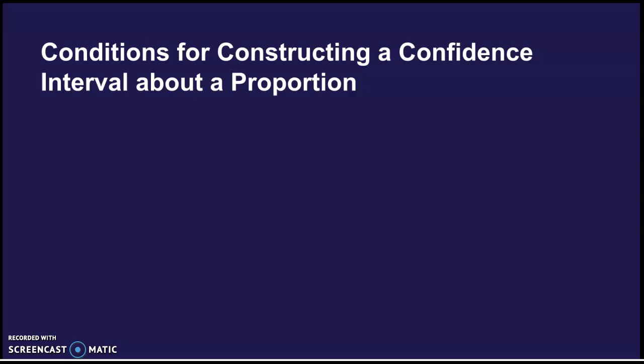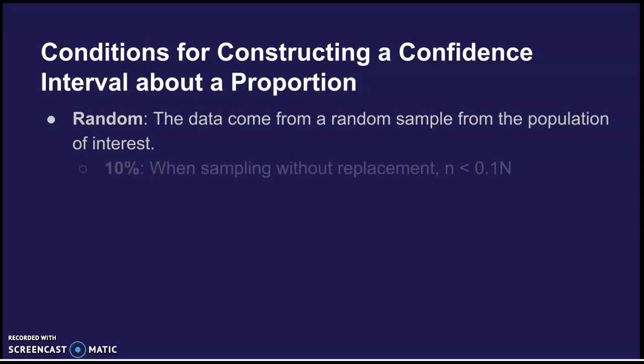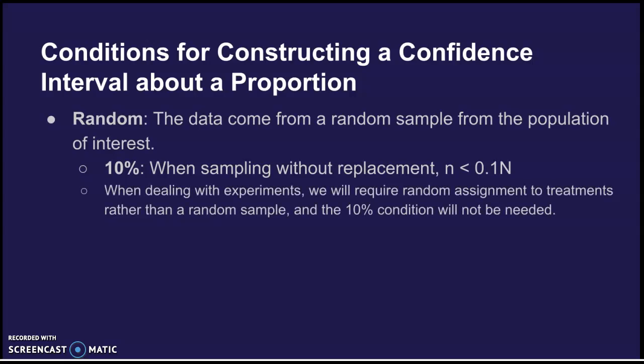All right, so conditions for constructing a confidence interval about a proportion. First of all, random. The data have to come from a random sample of the population of interest. Otherwise, if your data is no good, you can't really create a meaningful confidence interval. 10%: when sampling without replacement, make sure that n is less than 10% of the population. And when you're dealing with an experiment, instead of the random selection, we need random assignment to treatments rather than a random sample. And the 10% condition is no longer necessary.